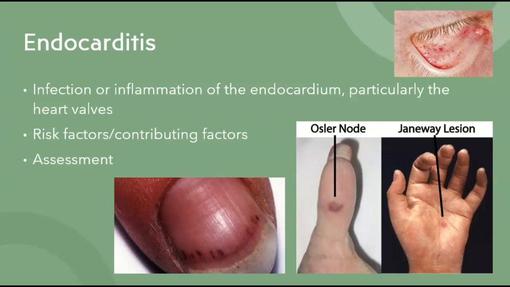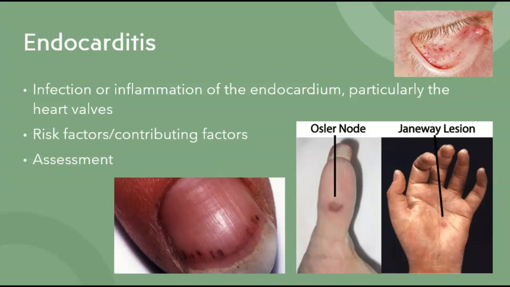So let's think about this. If you have vegetation on the left side of the heart, the blood is flowing from the left atrium to the left ventricle, and then it goes to the aorta and the rest of the body. So basically, if something breaks off in that left side, it can travel to the body, and that can cause any kind of infarction to an organ, or it can cause an embolism in an organ.